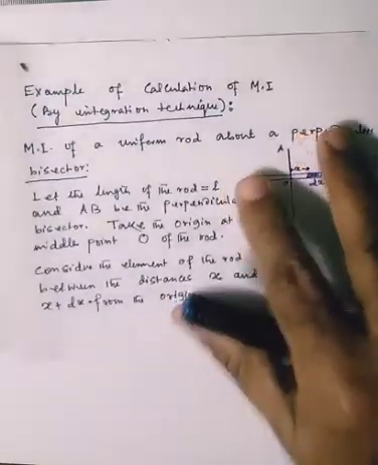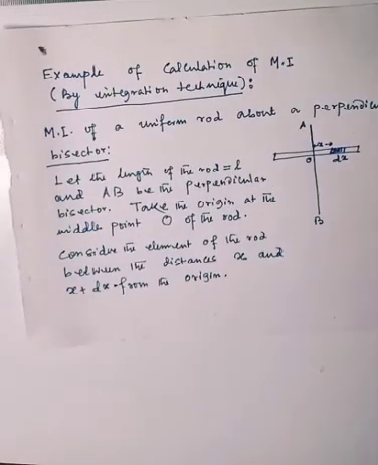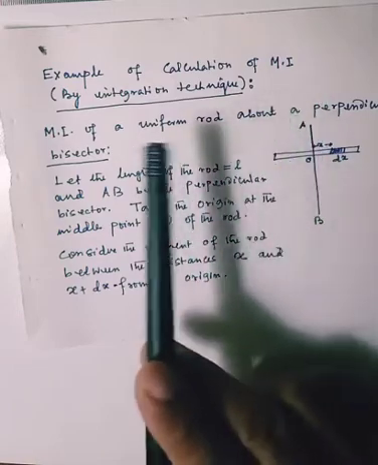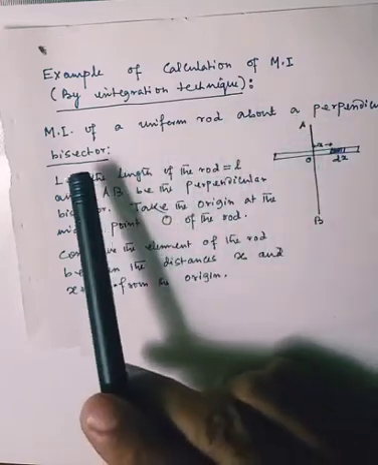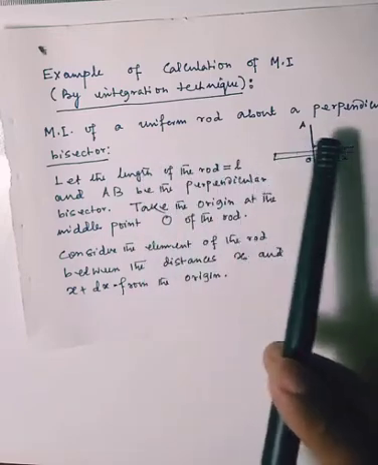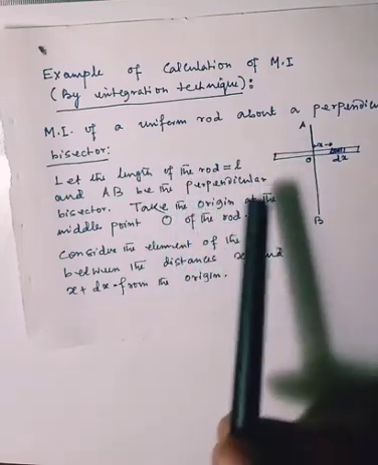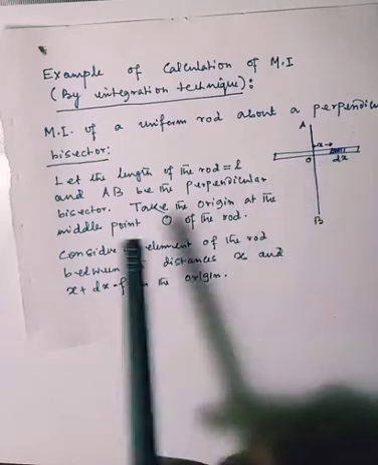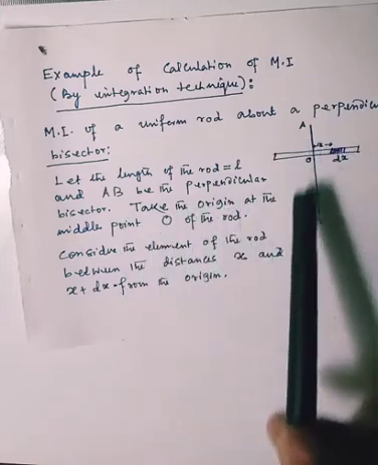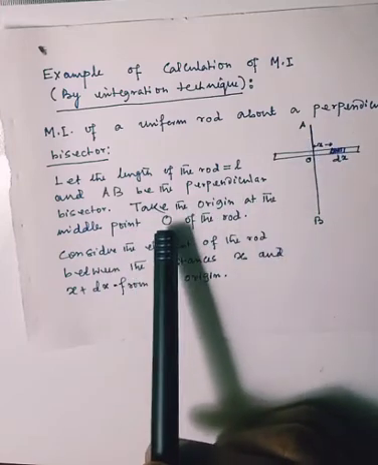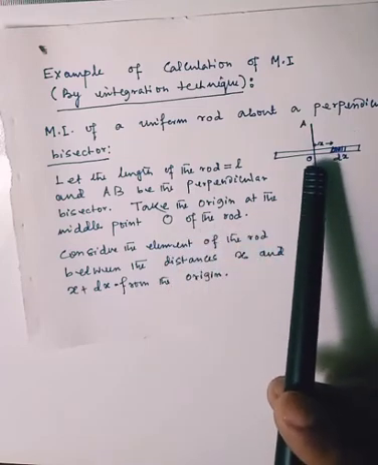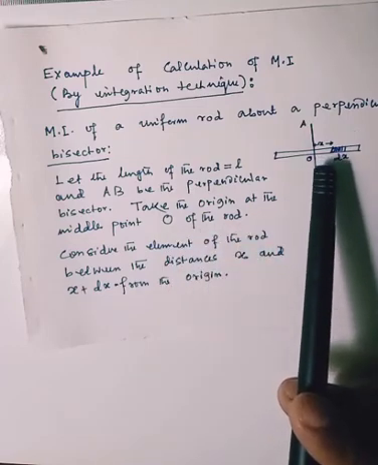So here is the example. This is the example of calculation of moment of inertia by the integration technique. This is an example of moment of inertia of a uniform rod about a perpendicular bisector. So here is the uniform rod. Let the length of this rod be L and AB be the perpendicular bisector. We take the origin at the middle point O of the rod. So here is the origin, which is considered to be the middle point of the rod.